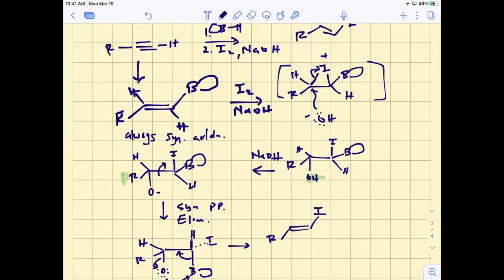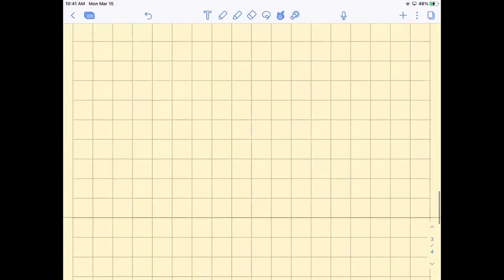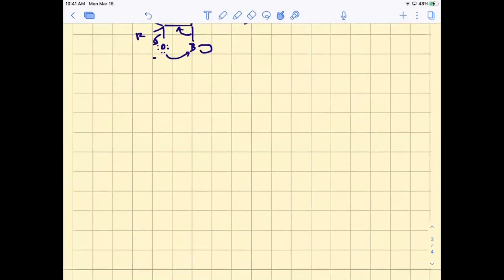So for the synthetic application of this, let me show you that real quick. There's a compound, FK506, which we'll talk about later when we talk about cuprates and organometallics. But one of the fragments of FK506 uses this technology to synthesize a cis double bond, which is then a cis vinyl halide, which is then converted into some other species. So let me show you that right quick.